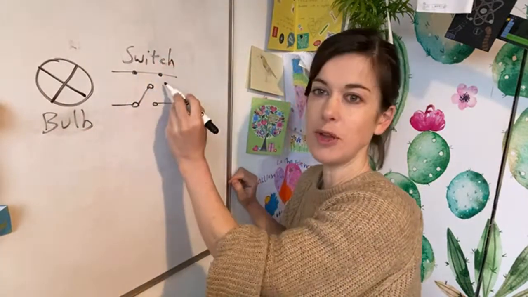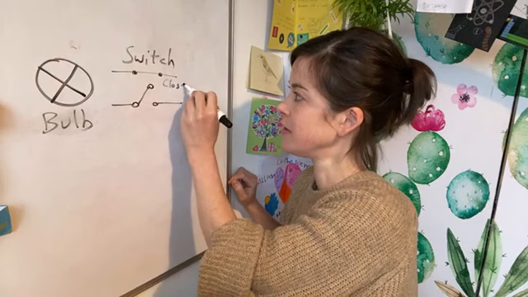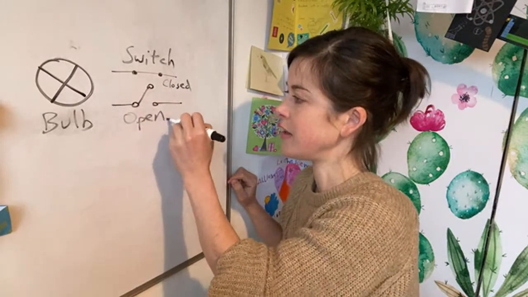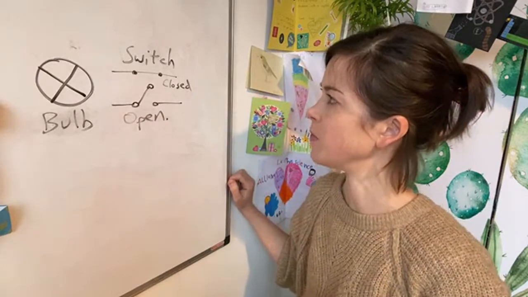Switch. So that would be called a closed switch because it's closed. Current can flow through it, and this is an open switch. Creates a break in the circuit so that current can't flow through it. Right, what else have we got?